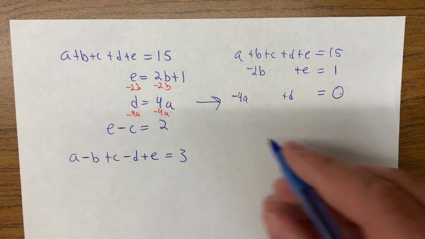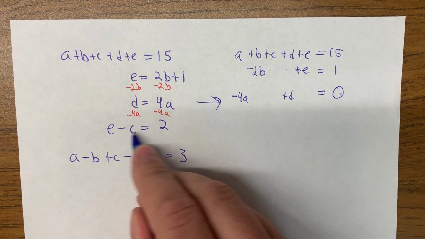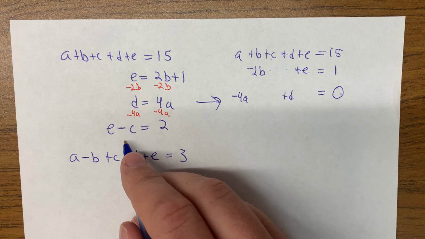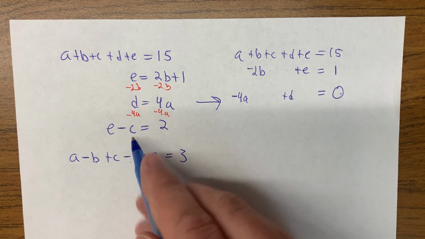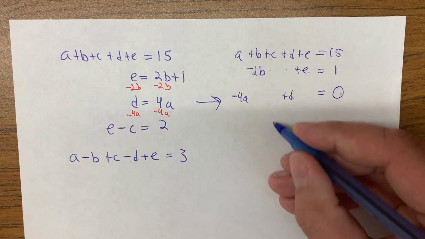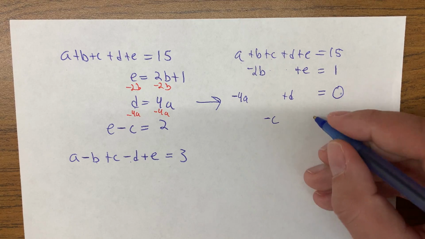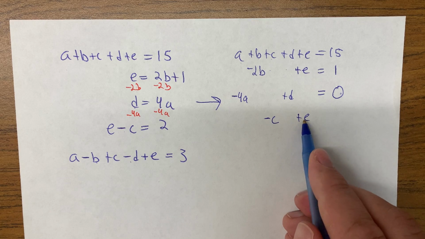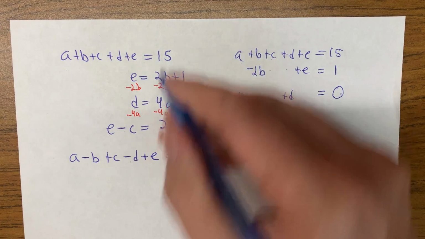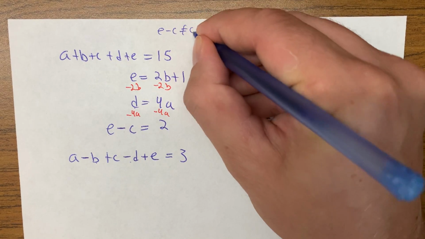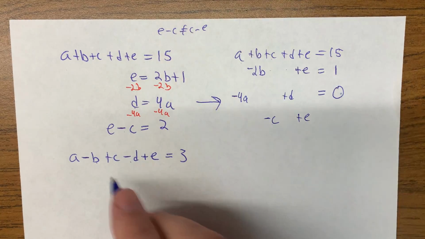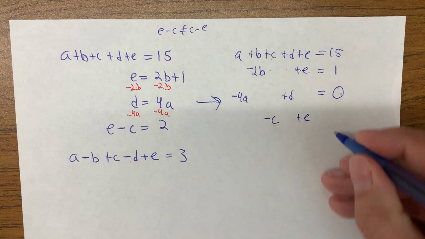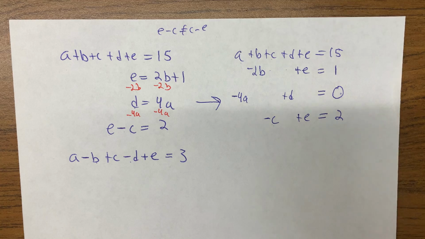E minus C equals 2. Well, all the variables are on the left side, but what's wrong here? Well, they're not in the right order. I need to put the C's lined up with the C's, so negative C plus E. So the C is negative, not the E. Don't put C minus E. E minus C does not equal C minus E. E minus C is negative C plus E, and that's equal to 2.